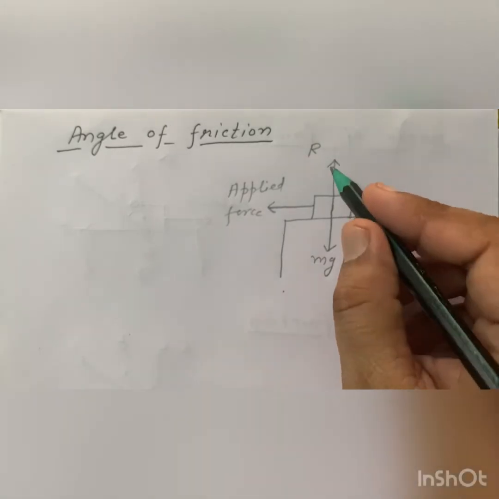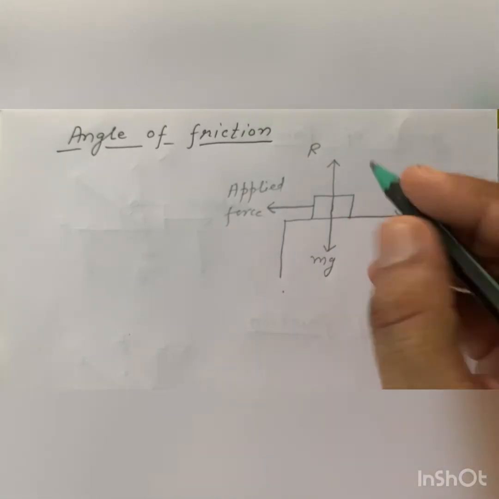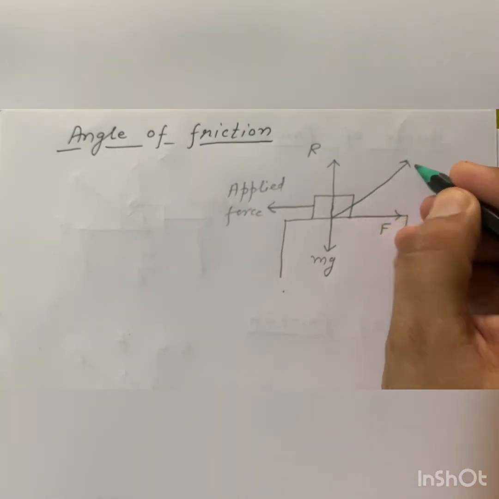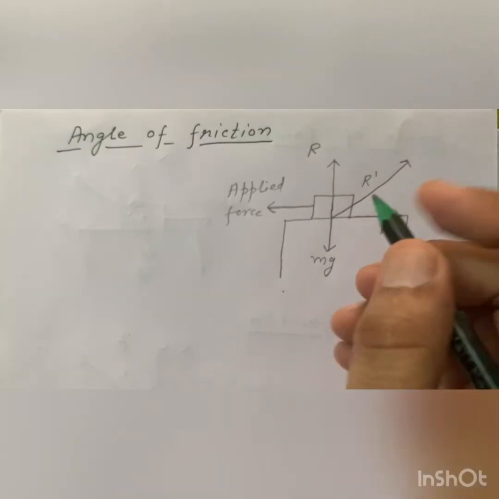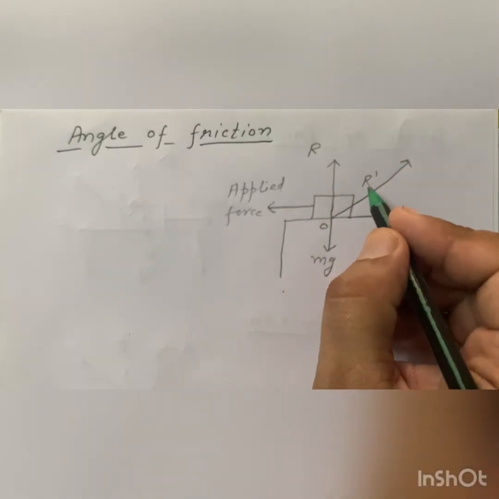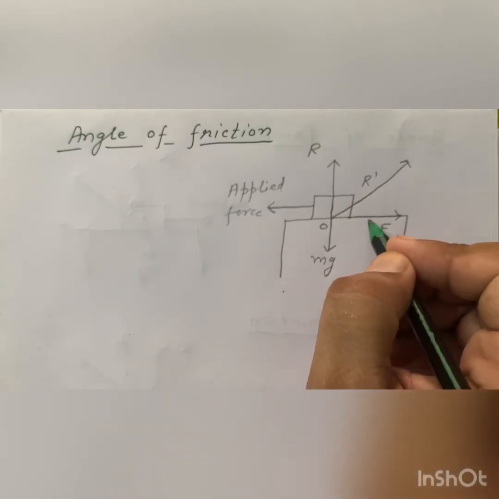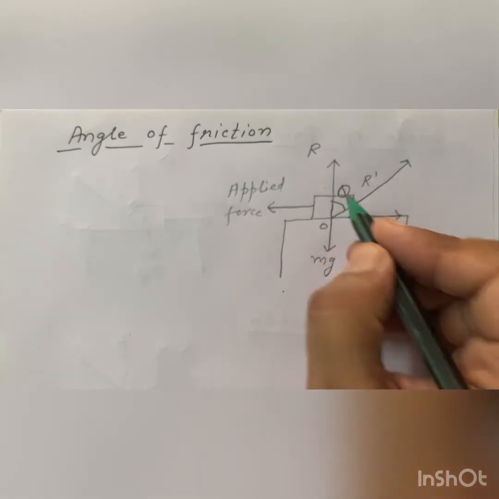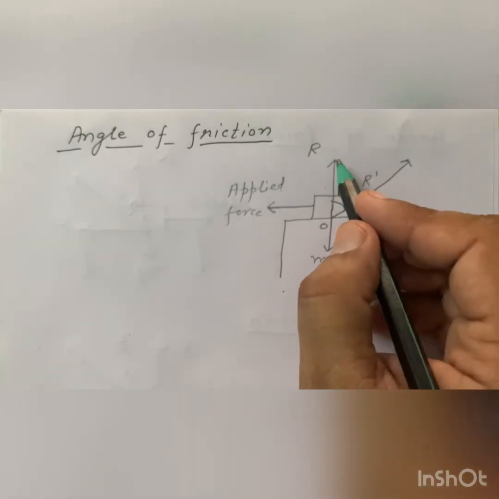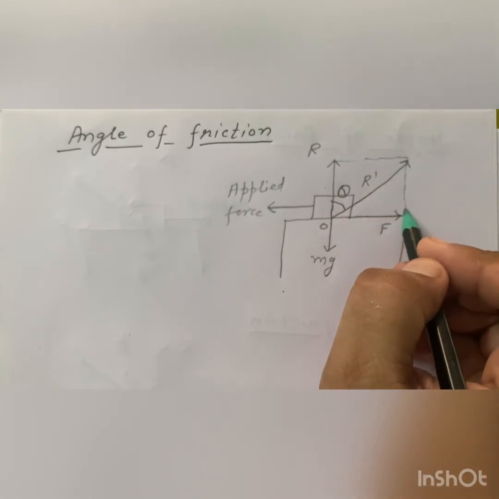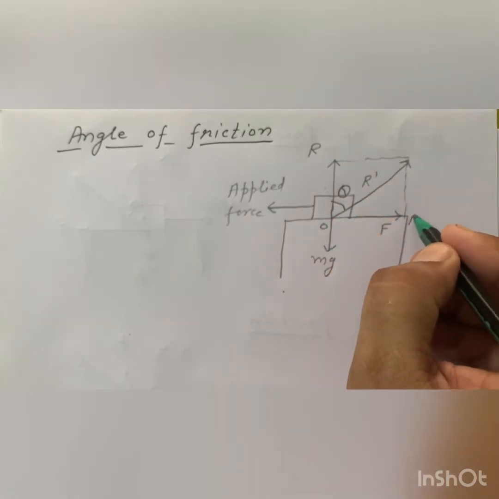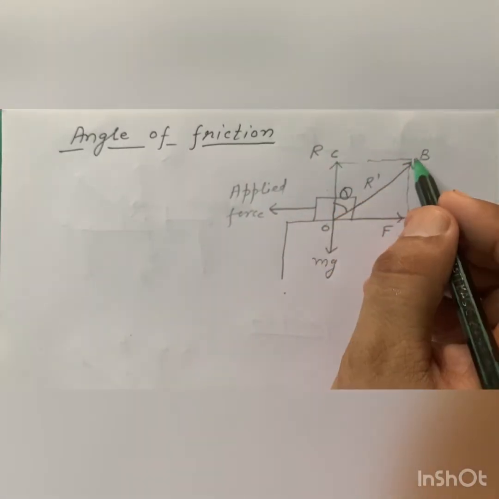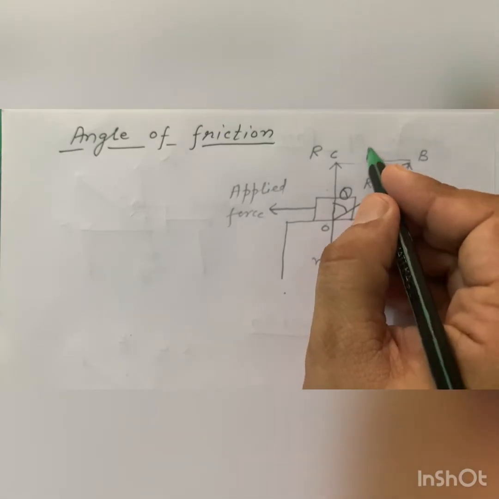Now the resultant of R and F is say R dash. The angle between the resultant of limiting force of friction and normal reaction is called the angle of friction. Now we join these. Here this is O, say A, B, C. OA equal to CB, that is F.